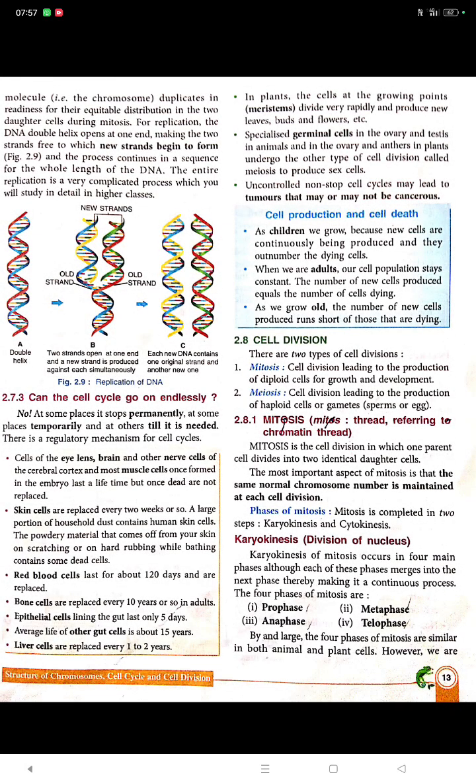Double helix. First of all, it is a double helical structure. The two strands open at one end, meaning the strands are open at the top. You see, a new strand is produced against each simultaneously. Each new DNA contains one original strand and another new one. There are two new DNAs, and in each, one strand is original and another one is new.